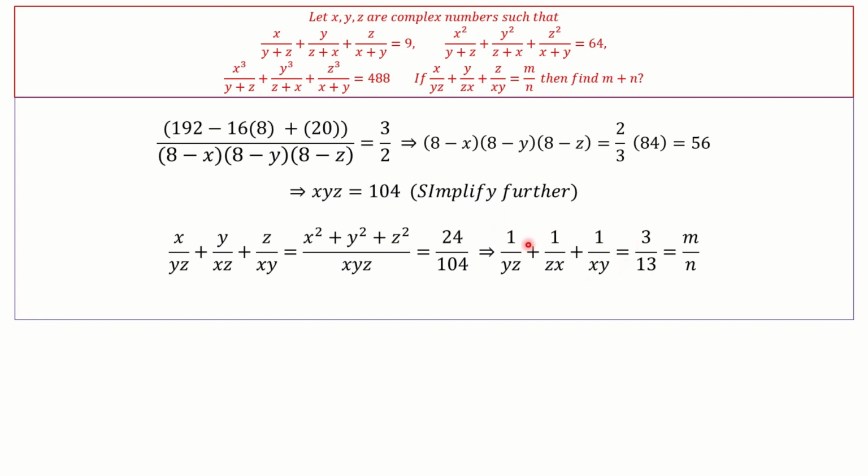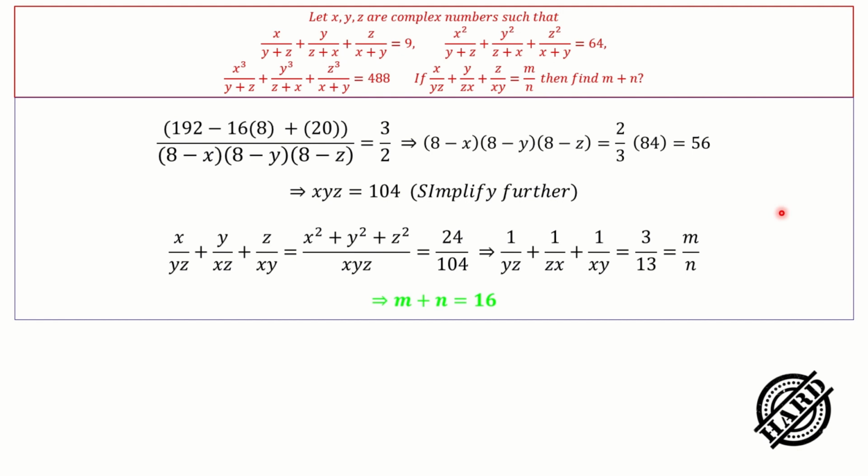Okay. 24 by 104 equal to 3 by 13. That is nothing but m by n. So m plus n is 16. That's the answer. Okay. So this is a bit hard.